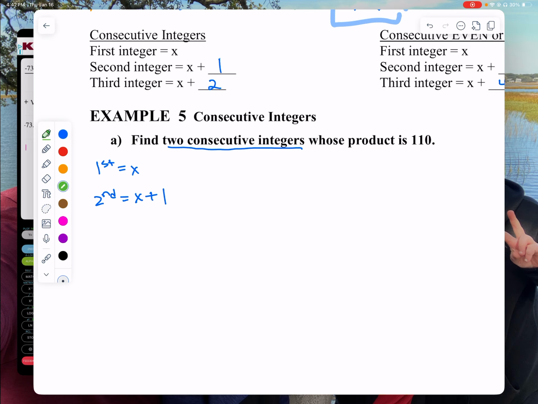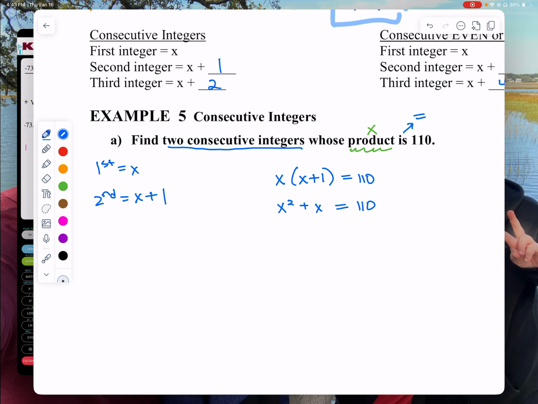They want to know, find the two numbers whose product. Remember, product just means multiply. So I'm going to take these guys and I'm going to multiply them. The first one times the second one, that's your equal mark, is 110. So now I've got my equation. I'm just going to distribute and now have a squared.